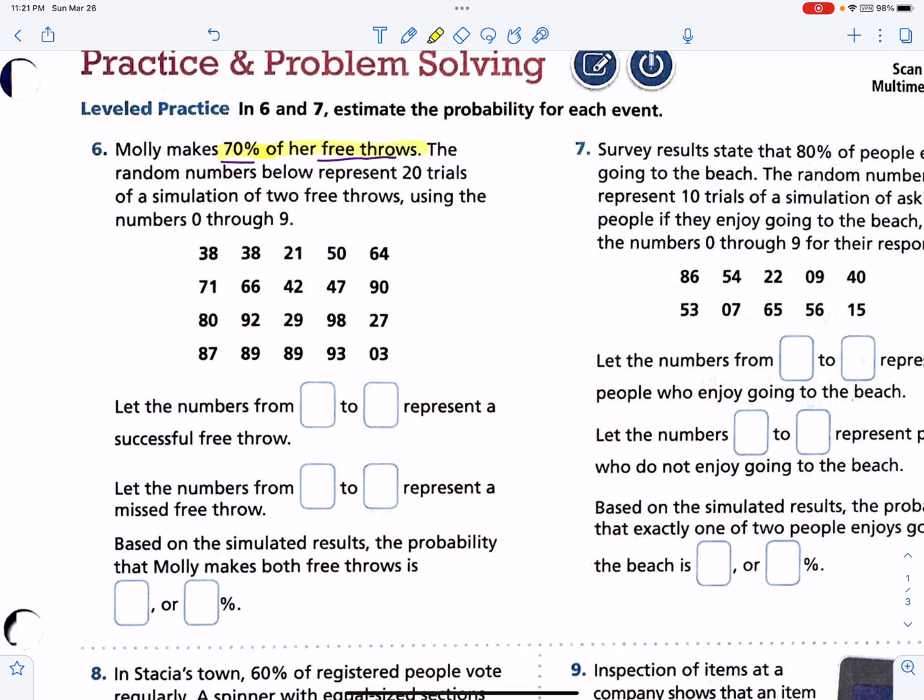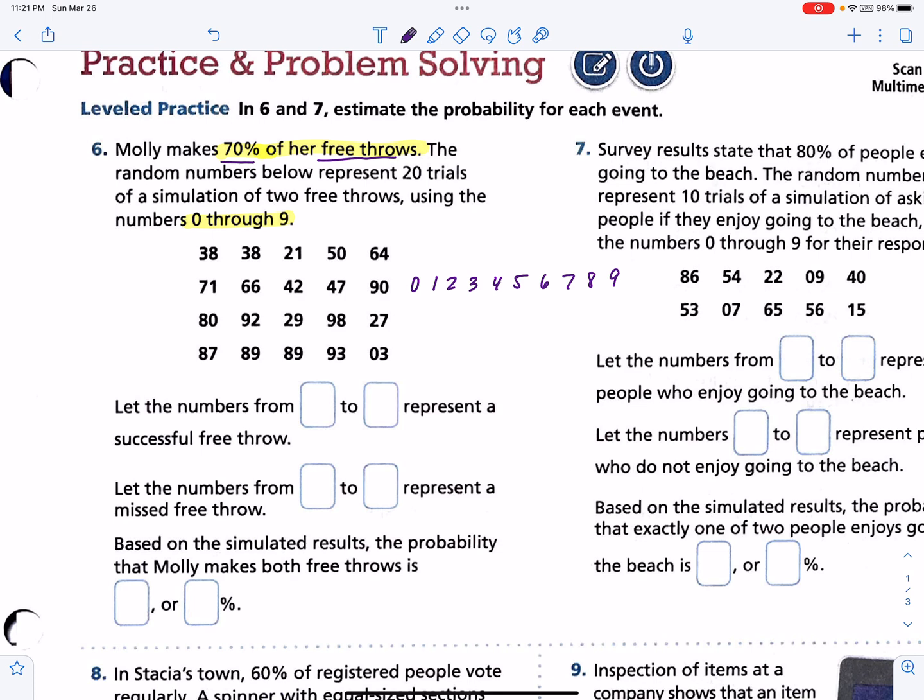The random numbers below represent 20 trials of simulation of 2 free throws using the numbers 0 through 9. So this is what you need to be aware of. All you're going to do is identify how many numbers they're using to run the experiment. And I'm going to set them up like this for you so you can see. So 0, 1, 2, 3, 4, 5, 6, 7, 8, 9. I'd always recommend you writing them out so that you'll be able to see this better.